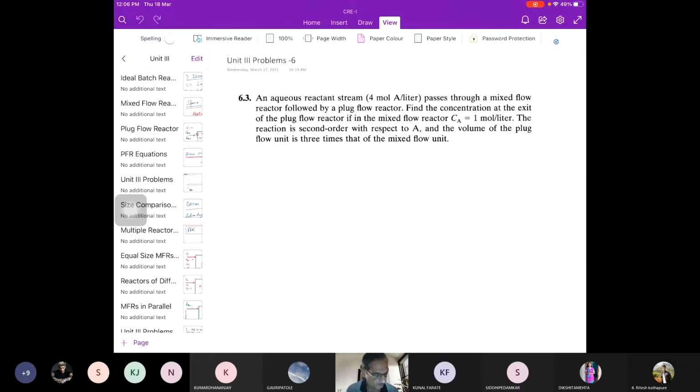Problem 6.3. An aqueous reactant stream with concentration 4 moles of A per liter passes through a mixed flow reactor followed by a plug flow reactor. Find the concentration at the exit of the plug flow reactor if in the mixed flow reactor Ca is equal to 1 mole per liter. The reaction is second order with respect to A. The volume of the plug flow reactor is 3 times that of the mixed flow reactor.